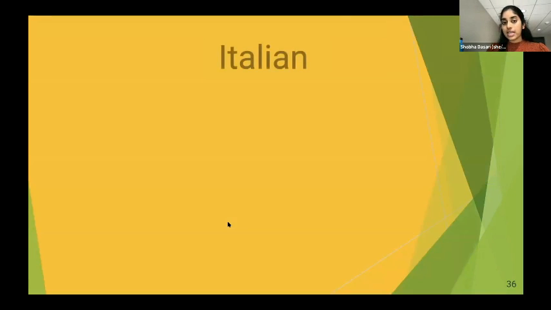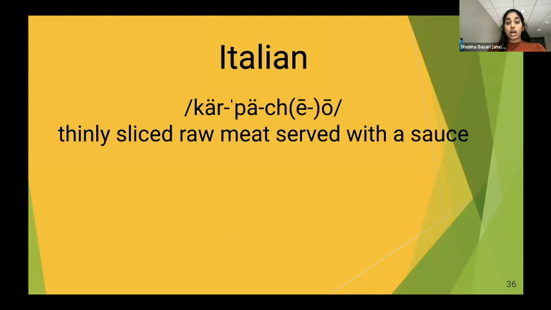Cool. So that's our list of Italian patterns. Let's try some examples. This word is carpaccio, and it's a thinly sliced raw meat served with a sauce.